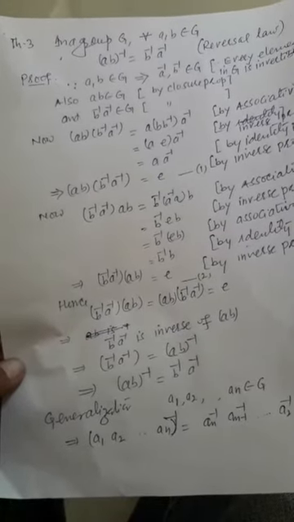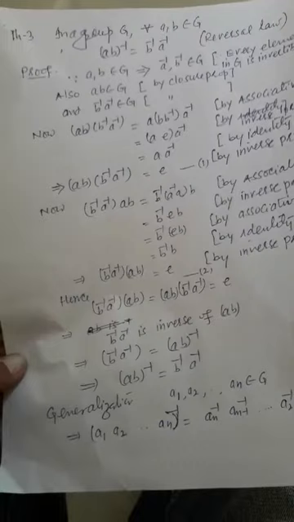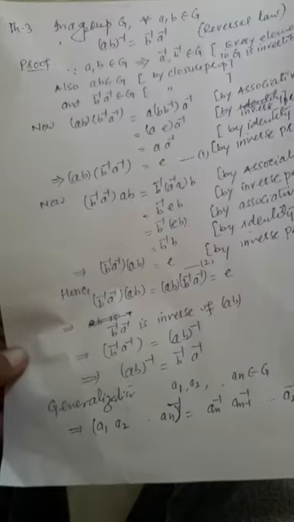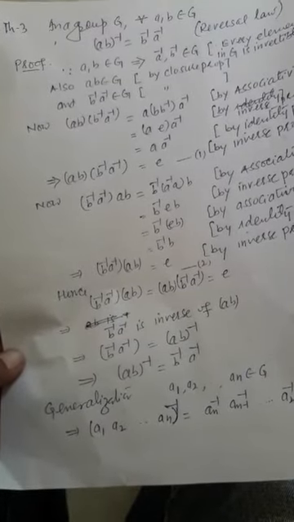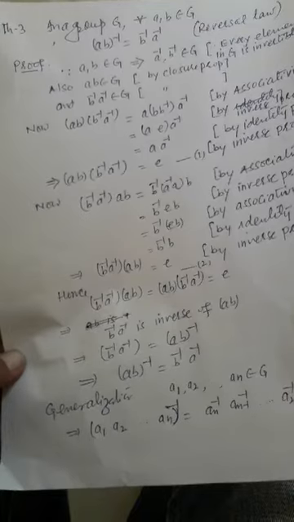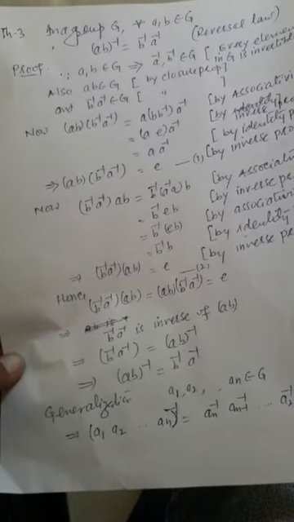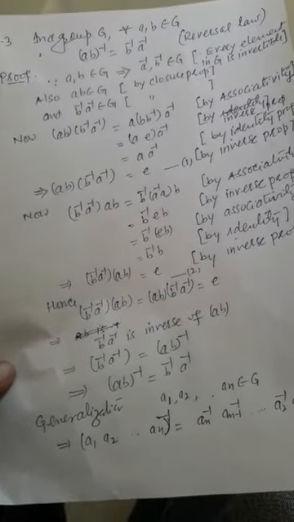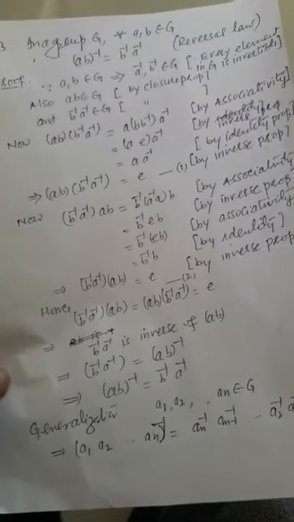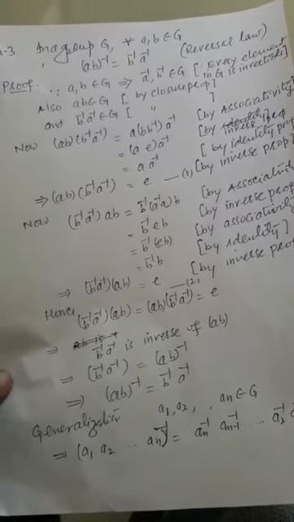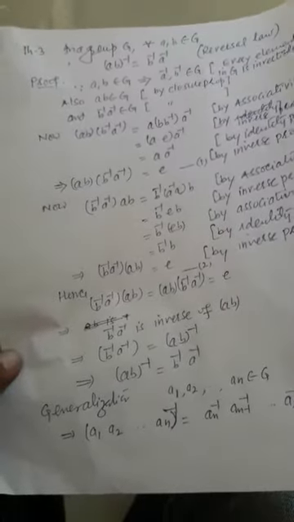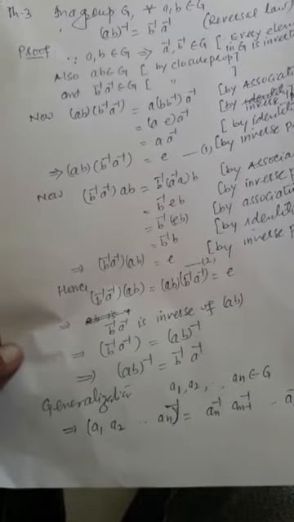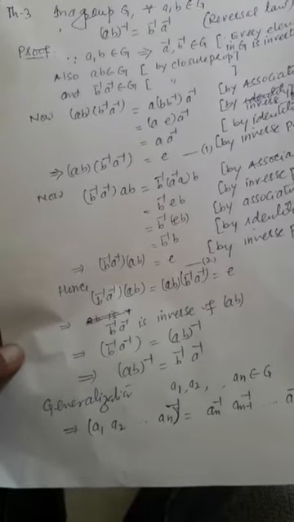Since a and b belong to G, their inverses exist and are contained in G. So a inverse and b inverse belong to G. Also ab and b inverse a inverse belong to G by the closure property in a group. If we operate two elements, then the resultant element will be contained in G. Now we consider ab times b inverse a inverse.